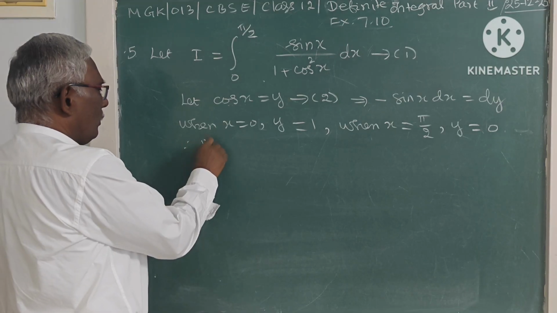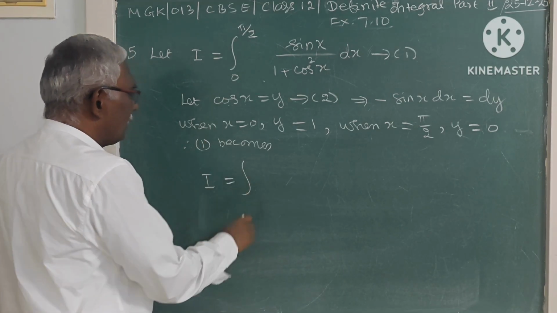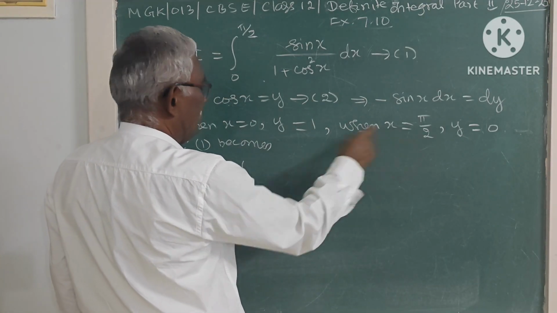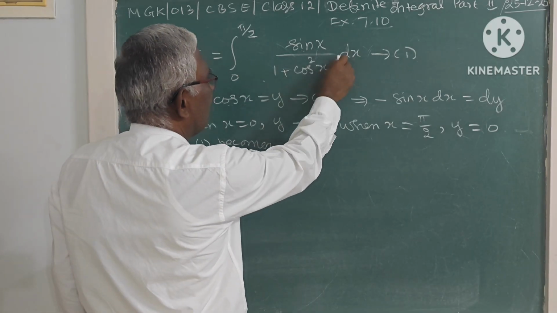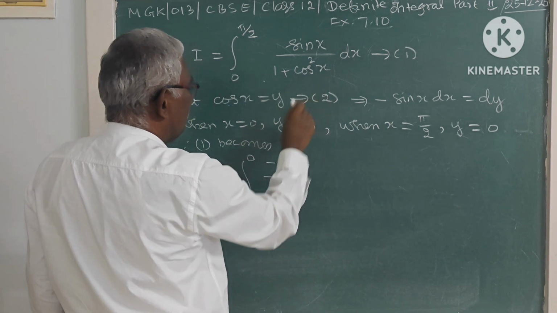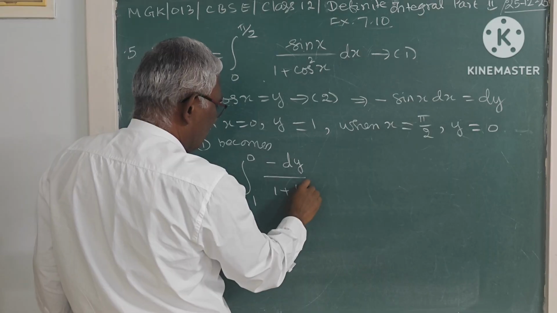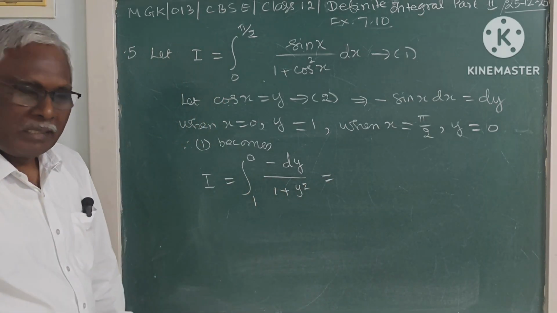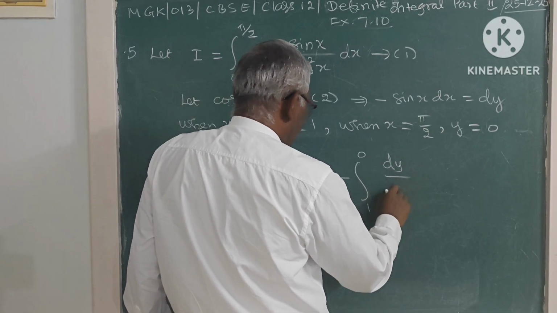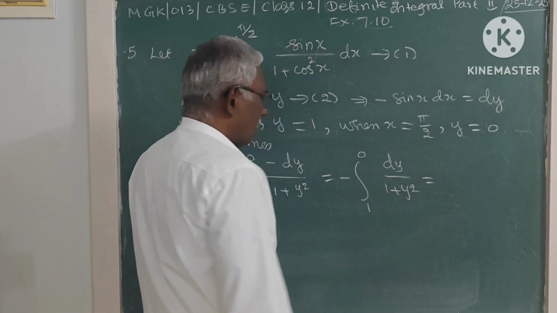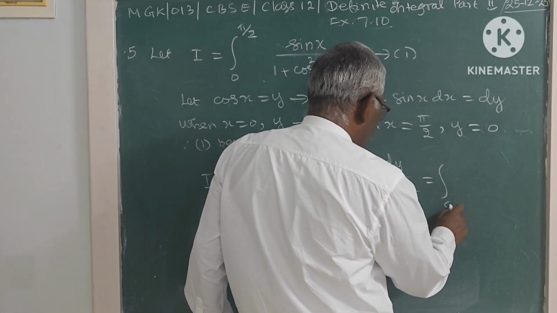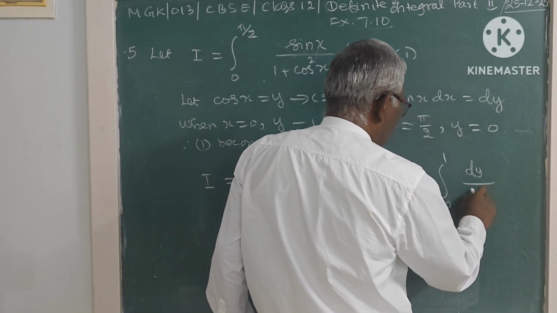Therefore, I becomes equal to the integral, x is 0 means y is 1, x is pi by 2 means y is 0, of minus dy by 1 plus y square. So this minus we will take outside. So minus integral 1 to 0 dy by 1 plus y square. We can write this as integral 0 to 1 dy by 1 plus y square.